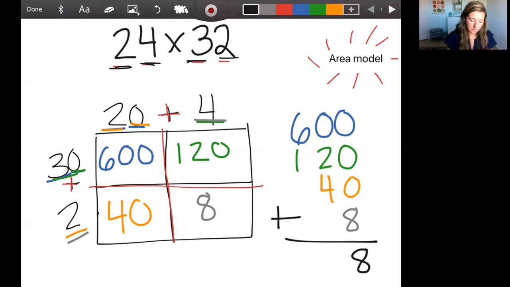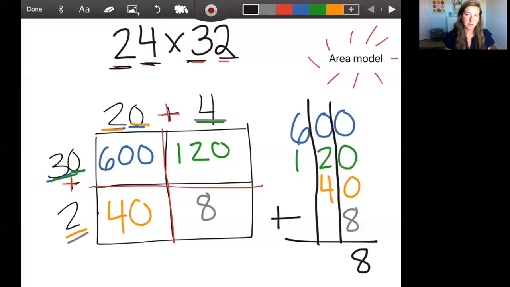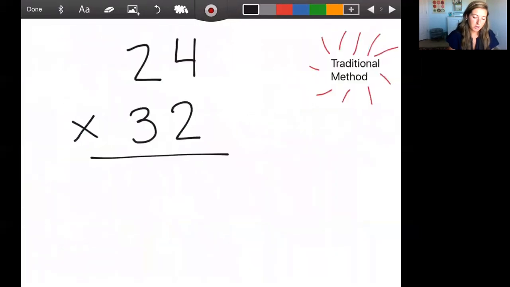Make sure you line up the places. Notice how my ones place is all lined up, and my tens place is all lined up, and my hundreds place is all lined up. It's really important that you line those up, or else you won't be able to add correctly. So 4 plus 2 is 6, and 6 plus 1 is 7. So I got 768. Let's go ahead and check our work using the traditional method.